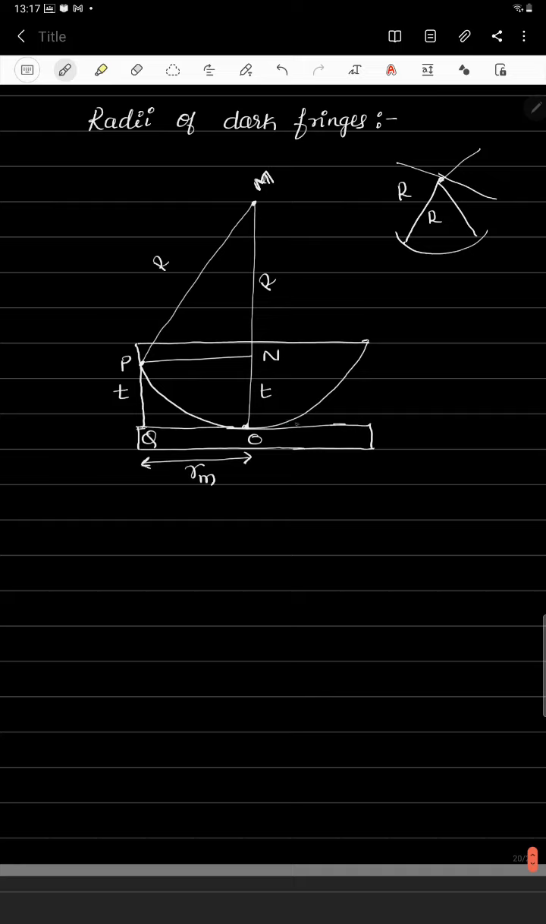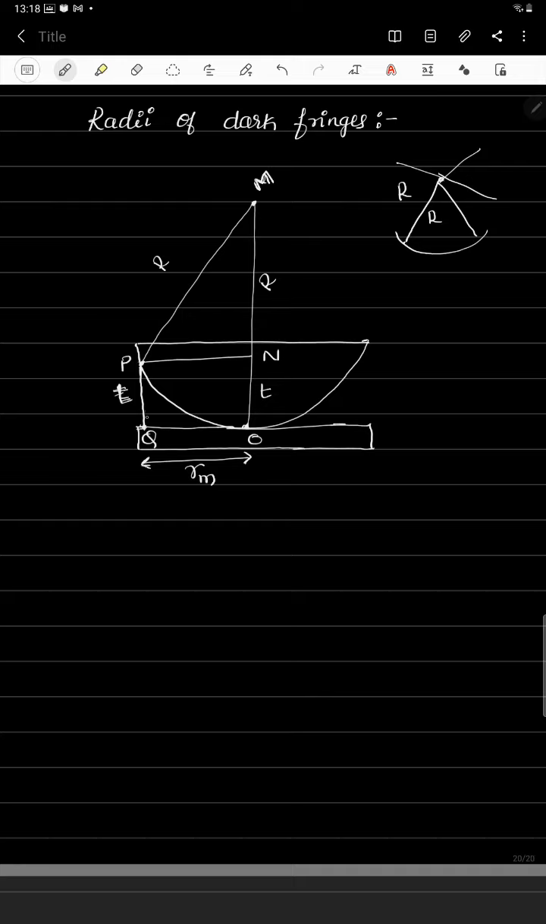Now consider this is the plain glass plate. At the point Q, let us suppose we are going to get a dark fringe. Let a dark fringe be located at point Q, and let capital T be the thickness of the air film. In between these two, the air film will be there. Let T be the thickness of the air film.